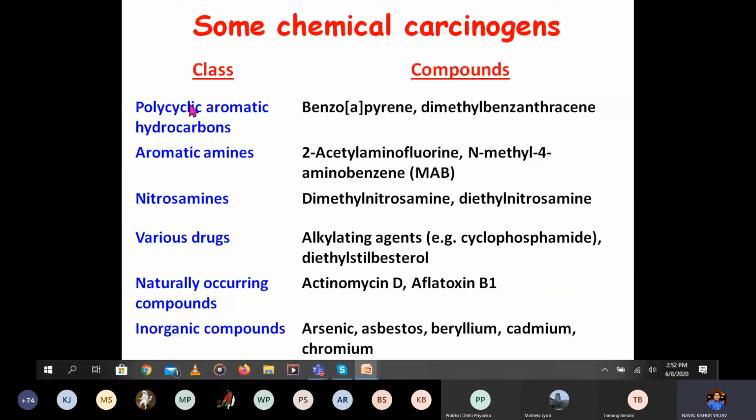So if you take all these chemicals, they develop cancer in our body. So these are some examples of chemical carcinogens, which are related to cancer, which develop into cancers, which cause the cancer.